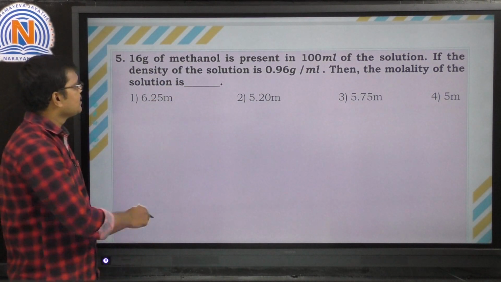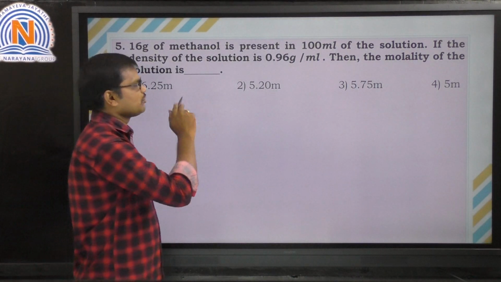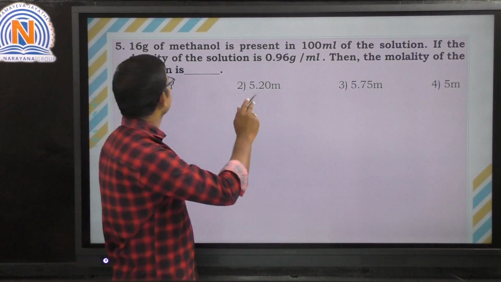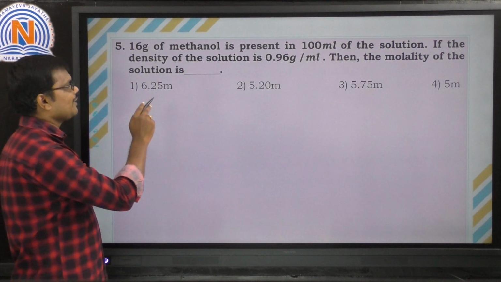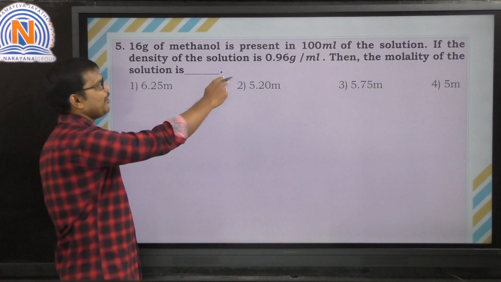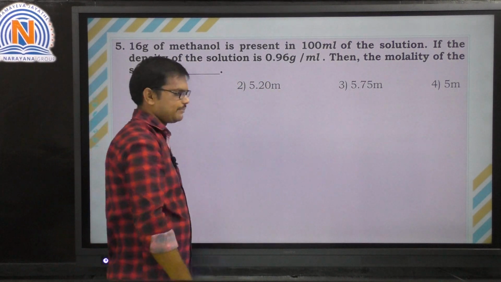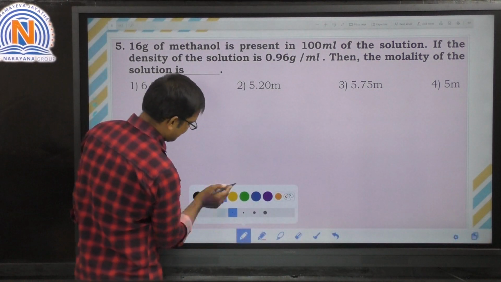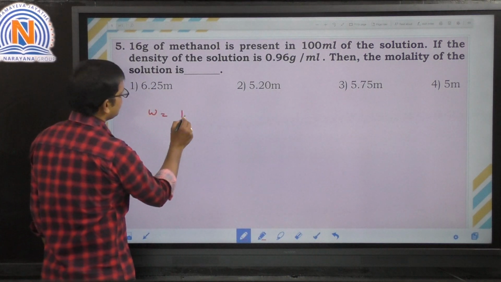See, 16 grams of methanol is present in 100 ml of solution. If the density of the solution is 0.96 gram per ml, here density is also given, how much? 0.96 gram per ml. Then the molality of the solution. So what is the given information? Here weight is given. How much? 16 grams.